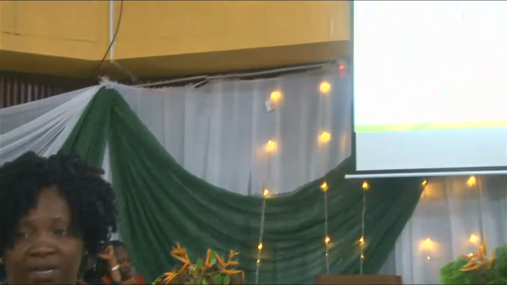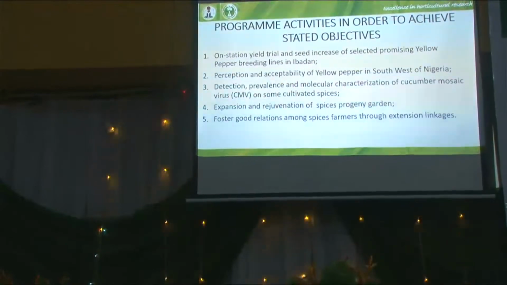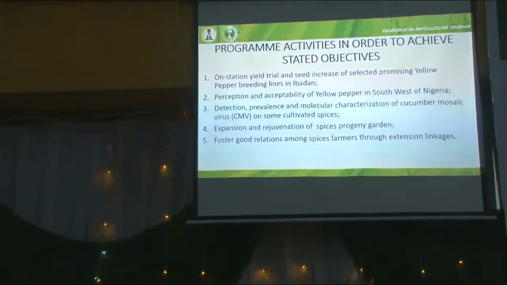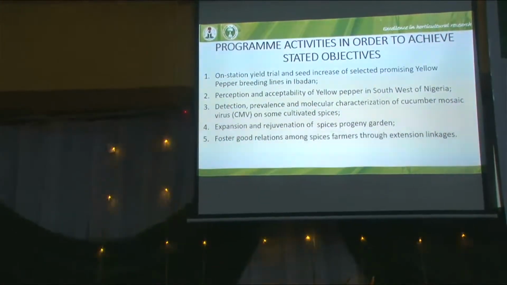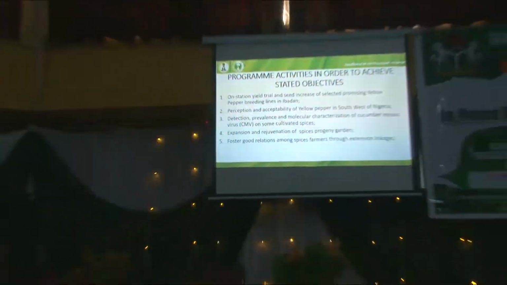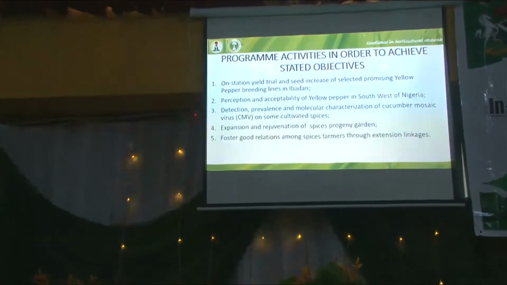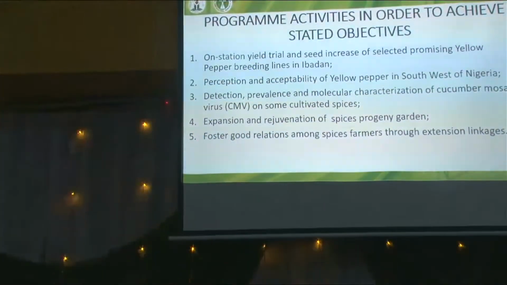These are the activities in order to achieve our aim. On-station yield trial and seed increase of selected promising yellow pepper breeding lines in Ibadan. Perception and assessment of yellow pepper in southwest Nigeria. Detection, prevalence, and molecular characterization of cucumber mosaic virus on some cultivated spices. Expansion and rejuvenation of spices progeny garden. Fostering relationship among spices farmers and extension to release the results.